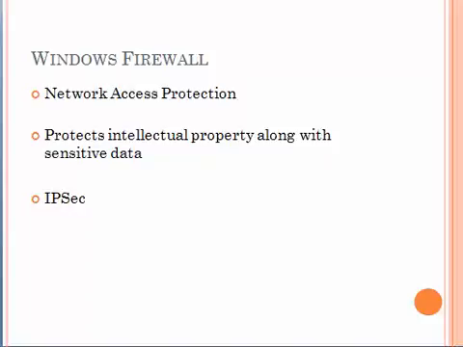Next up is the Windows Firewall. The Windows Firewall reduces the risk of network security threats. It uses Network Access Protection. This ensures that all the computers on the network comply with policies defined in various software and system configurations, and it prevents communications between compliant and non-compliant computers. It also protects sensitive data and intellectual property.